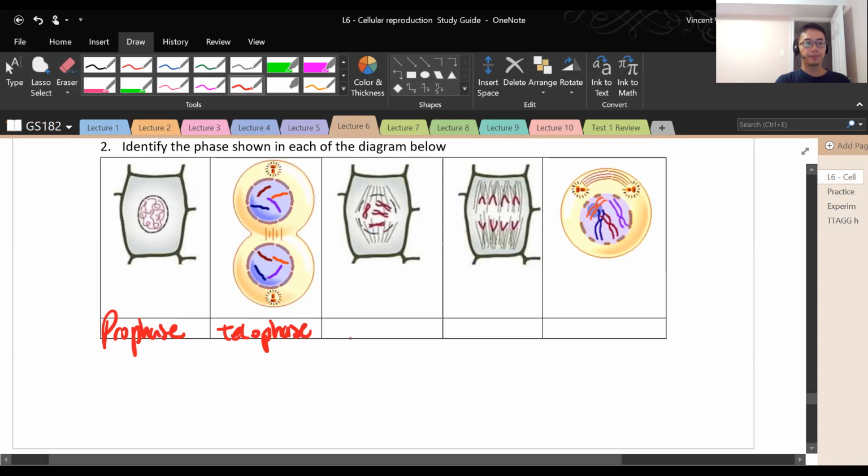This is, oh, I'm sorry. I'm making so many mistakes today. This, I meant, is interphase, because it's not doing anything yet. I don't see the chromosomes. I don't see any spindle fibers, nothing at all. So it's just interphase when it's just doing its own thing. This is the prophase.